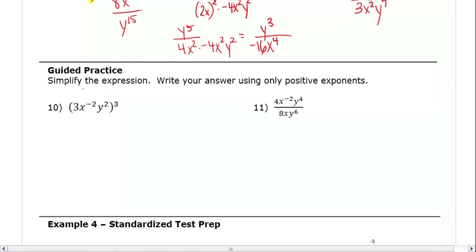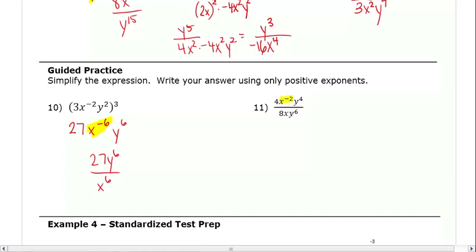Okay, let's apply this cube to everything that's there. So 3 cubed is 27. X, we're going to have negative 2 times 3, so negative 6. And y, 2 times 3 is 6. This has the negative exponent. So we're going to send the x to the 6th to the denominator.